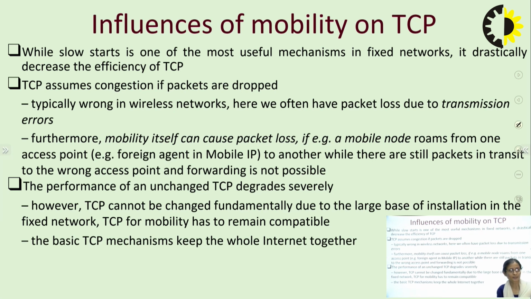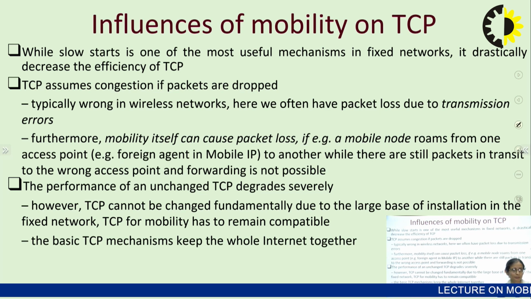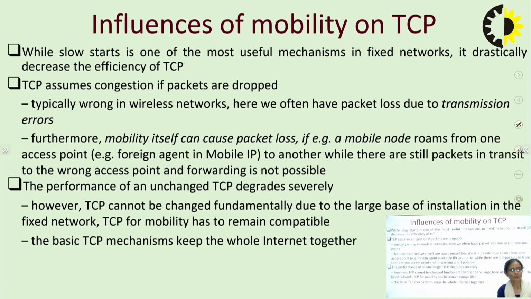Furthermore, mobility itself can cause packet loss. For example, the mobile node is in the roaming state and is connected to one of the access points, and the data is routed to that access point. But then that particular mobile node gets connected to another access point, that is, your foreign agent in that case. So now the packet is transmitted to the wrong access point, and forwarding is not possible if we use TCP in its original form. The performance of an unchanged TCP degrades severely.